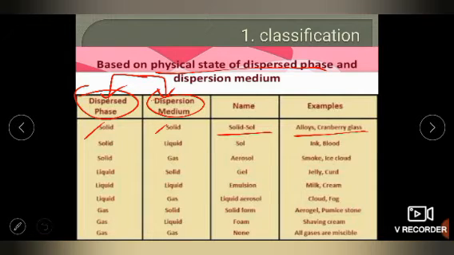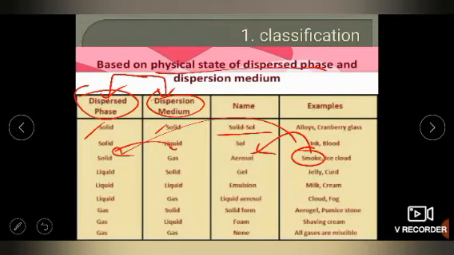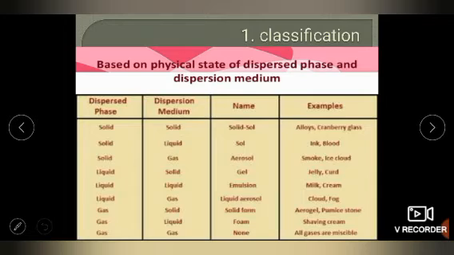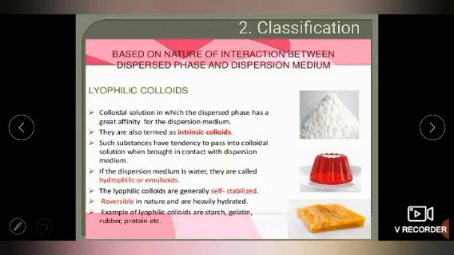Now the question is how will it come? A question will come like, smoke is an example of what type of colloid? So you will write it is an example of aerosol in which solid is dispersed inside the gas. This is the simple question that can be asked in the exam, so be ready. Next is based on nature of interaction. It means the bond between the colloidal dispersed phase and dispersion medium.